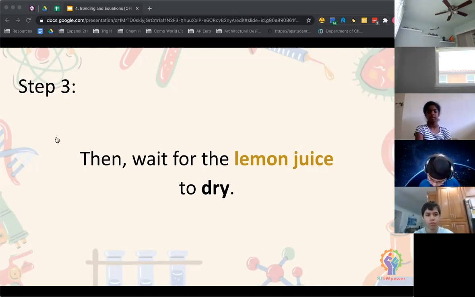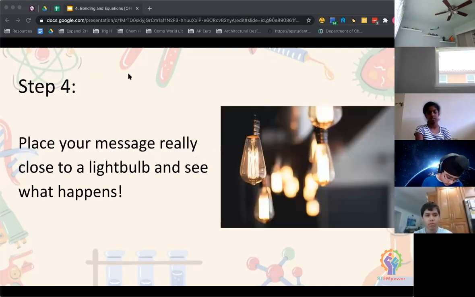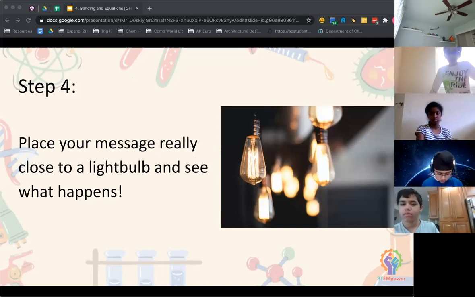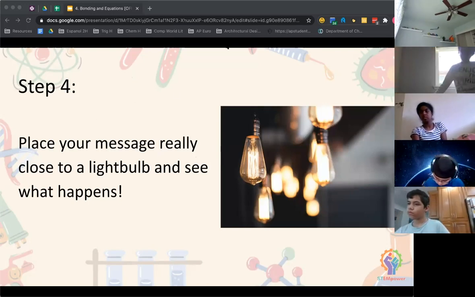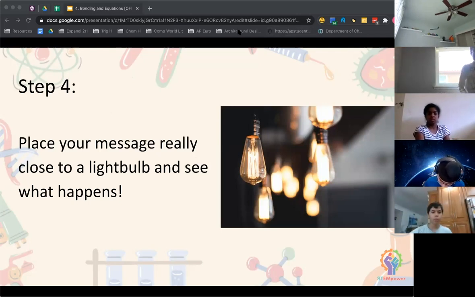I'm not sure where Nikhil and Roshan are, but the next step is to put the message really close to a light source. That can be a light bulb, or I think a phone flashlight might work. Oh, hello, Roshan. So this is the next step. We're going to place our secret message really close to a light bulb and see what happens. And if you are using a real light bulb, try not to touch it because they can get pretty hot sometimes.